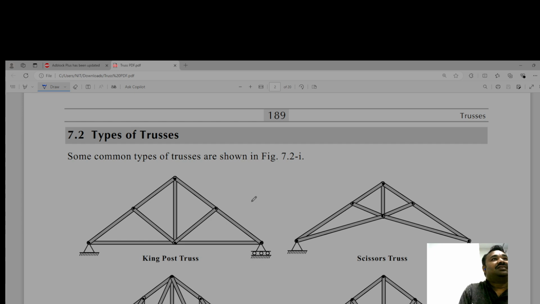So, dear students, once again welcome. Now, after the definition of trusses and discussing the applications, now the types of trusses.